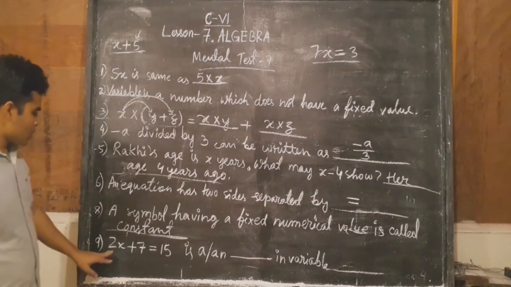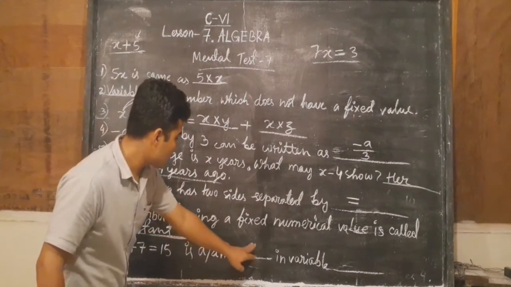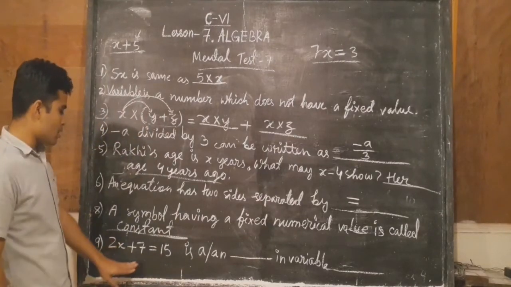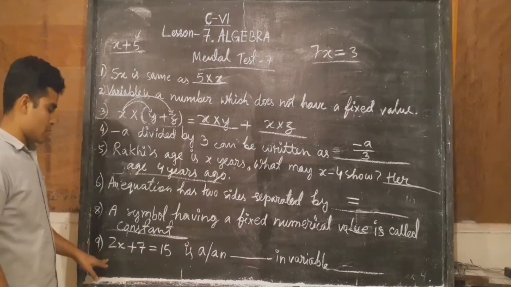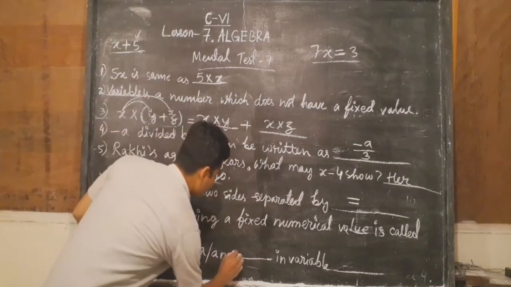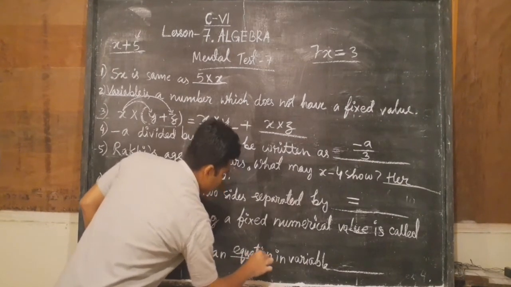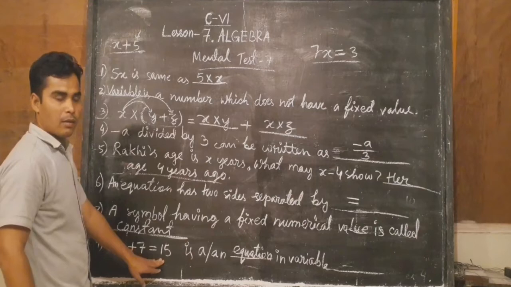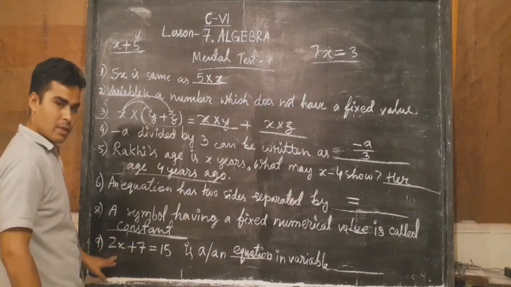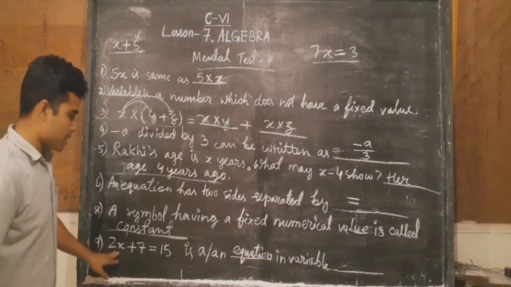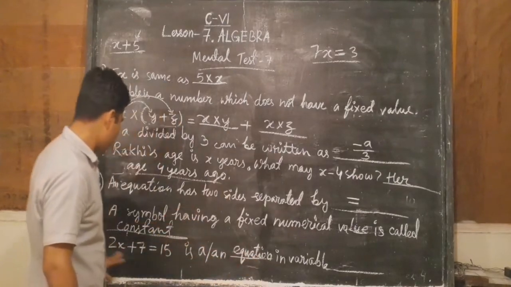Question number 9. 2x plus 7 equal 15 is an dash. It is an equation, you can see because of this equal sign. This is the right hand side and this is the left hand side. Okay. So we will write equation in variable x. Because in this equation, what is the variable? The variable is x. So this is an equation in variable x.